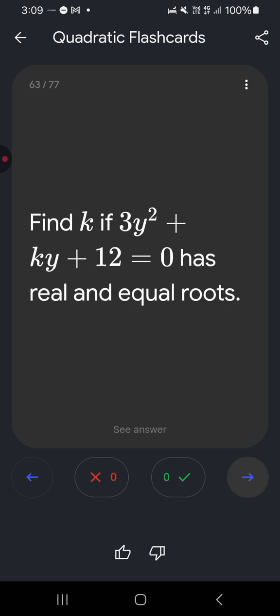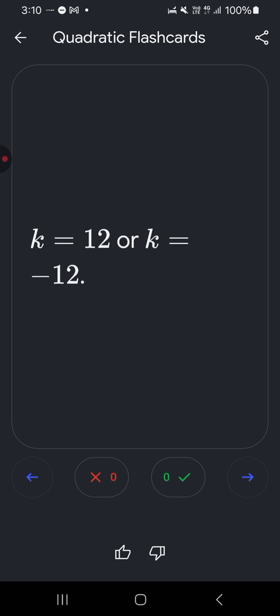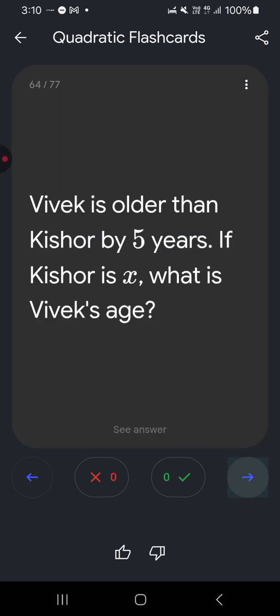Find k if 3y square plus ky plus 12 is equal to 0 has real and equal roots. K is equal to 12 or k is equal to minus 12.